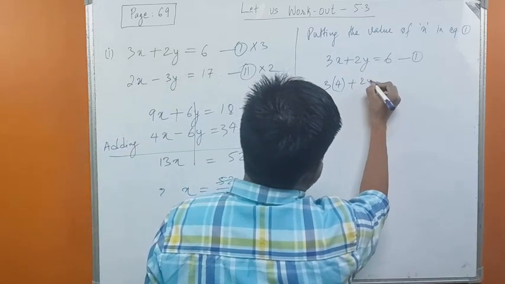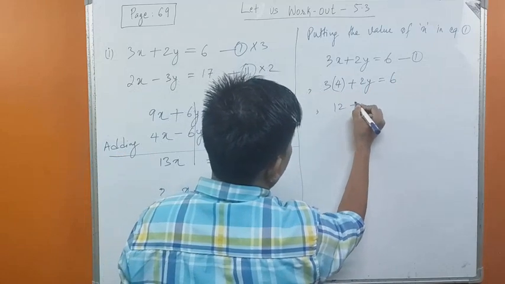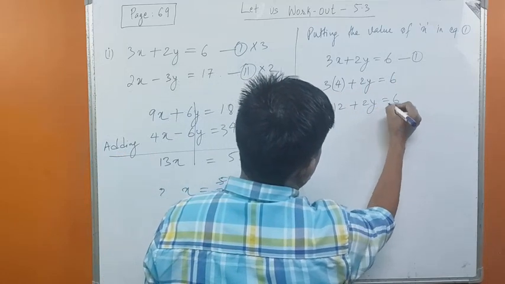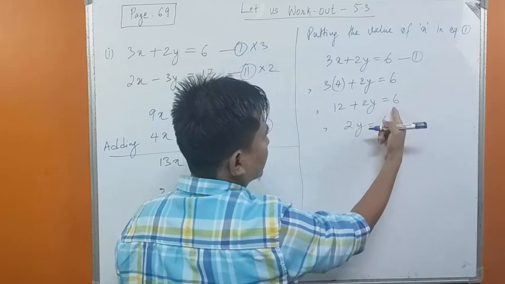Plus 2y equal to 6. Or 3 fours are 12 plus 2y equal to 6. Or 2y equal to 6, which we already have in the right hand side, plus 6.